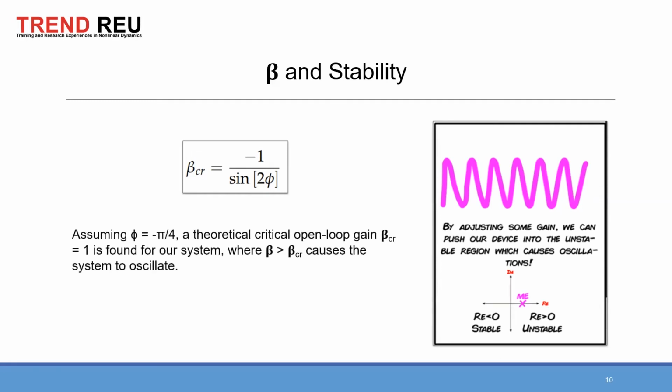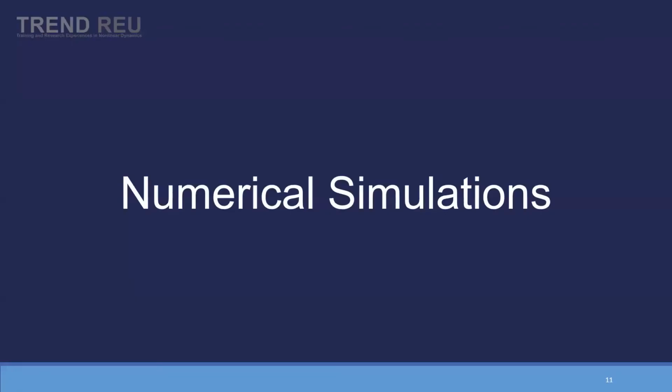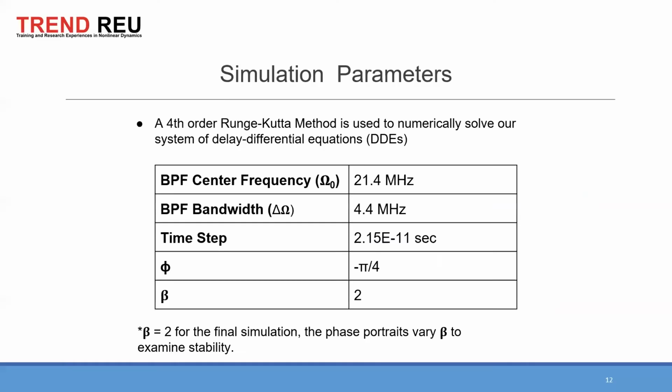So we use a phi value of -pi/4, which means our beta critical is now 1. So basically, we want an open loop gain beta to be greater than 1. That's our goal, and we should see oscillations in that case. So we did some numerical simulations to show that. We did a fourth order Runge-Kutta method, which is really just a fancy Euler's method.